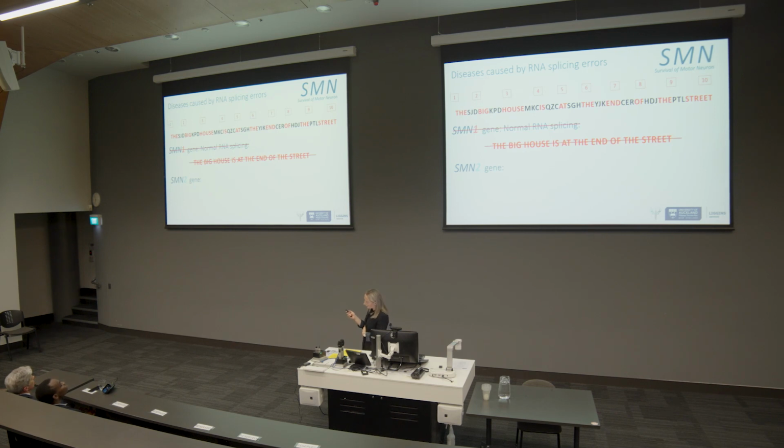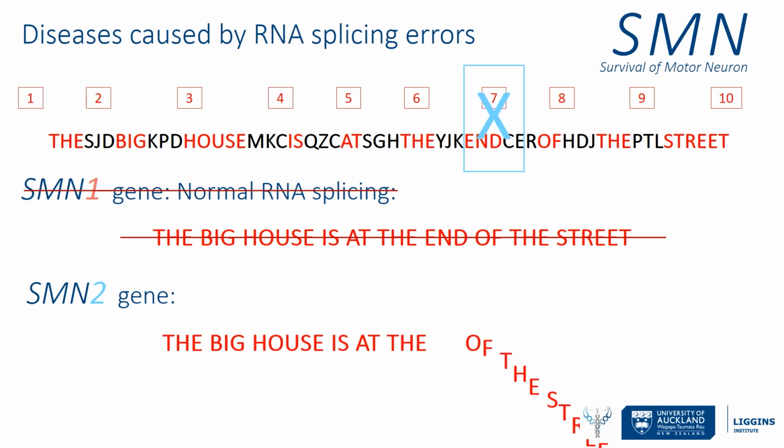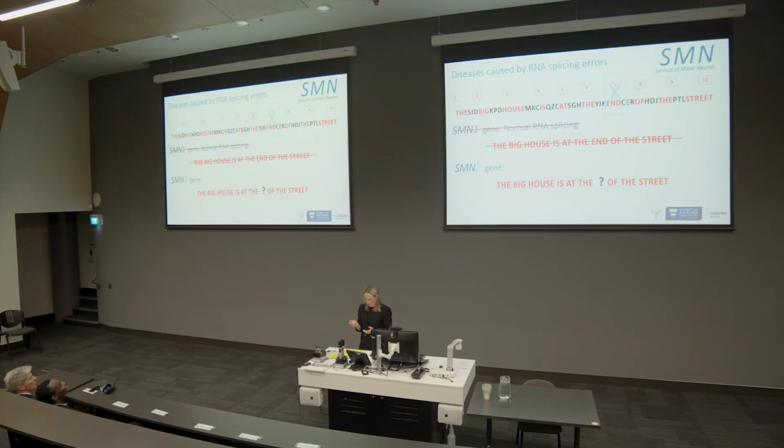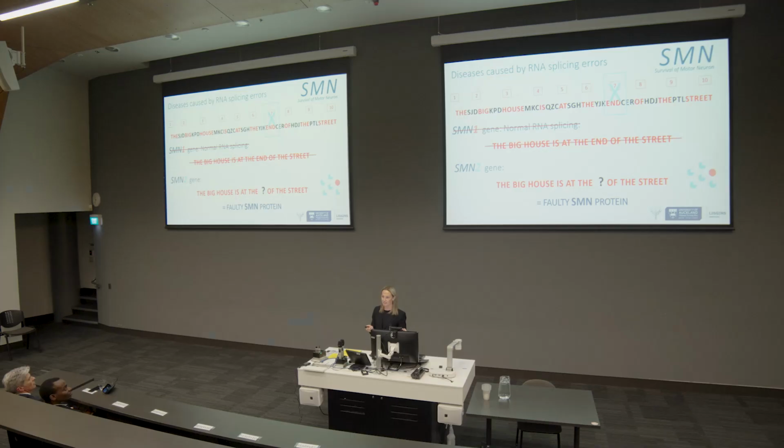And so during RNA splicing with the SMN2 gene, the 7th exon is skipped. And so we end up with a message that looks like this. The big house is at the of the street. And it therefore produces a faulty protein. And it's therefore a very poor backup of the SMN1 gene, as it produces very small amounts of the actual working SMN protein. But you might be thinking, if the SMN1 and the SMN2 gene are so similar, is there a way to repair SMN2 to make it work just like SMN1?